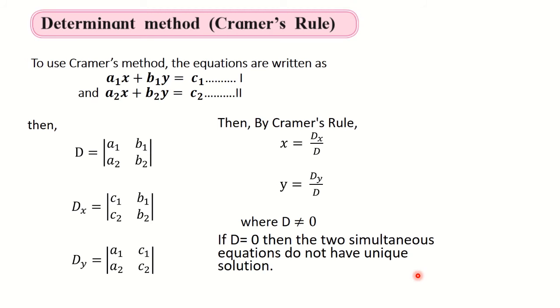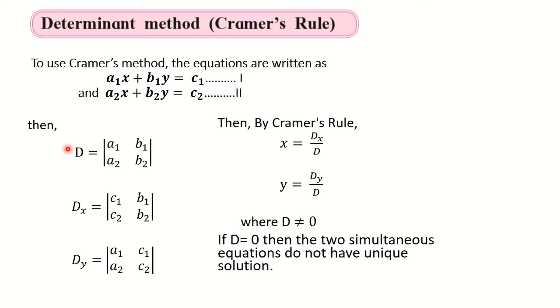Now we are going to see Cramer's rule or Cramer's method, also called the determinant method, because we are using determinants here. To understand this, let us take two equations in general form. The first one is a1x plus b1y is equal to c1. And the second one is a2x plus b2y is equal to c2. You have to take care that the equations should be in standard form. Why? Because from these only we are going to write three determinants: first is D, second is Dx, and third is Dy.